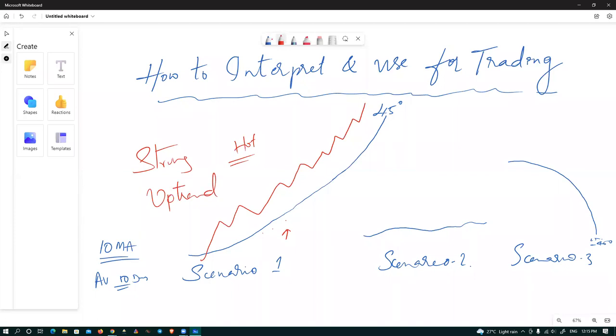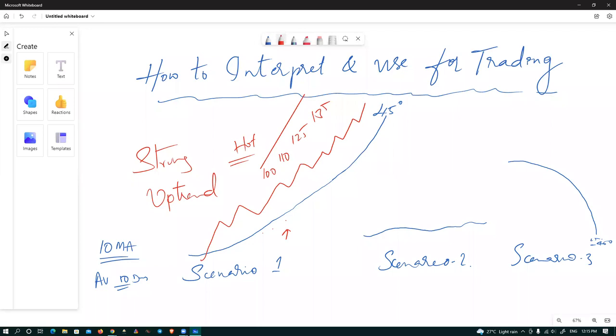So the inclination of the average depends upon the momentum of the movement of the prices. Momentum of the movement of the prices means the speed of up move. How speed of up move? Today is 100, tomorrow is 110, day after tomorrow is 125, later it is 135. This is the speed. It is going 10 rupees, 15 rupees, 10 rupees like this.